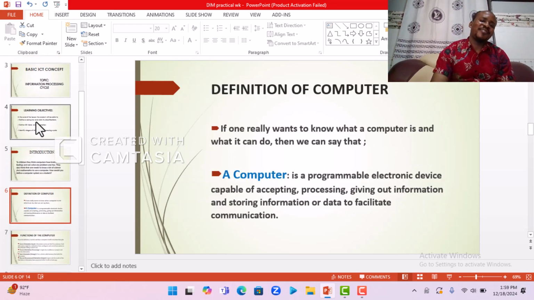Let's go on. Now let's look at the definition of computer. A computer is a programmable electronic device capable of accepting, processing, giving out information, and storing information or data to facilitate communication.